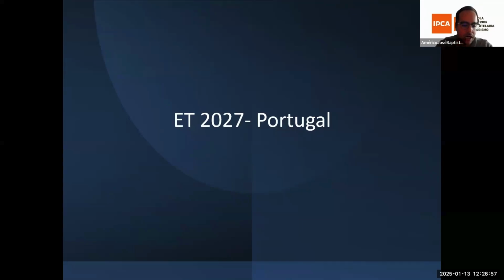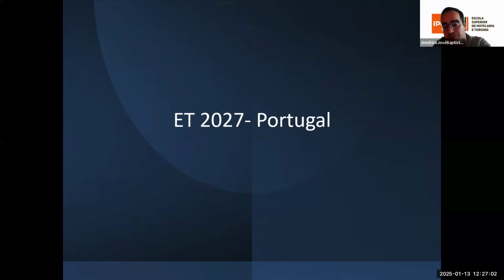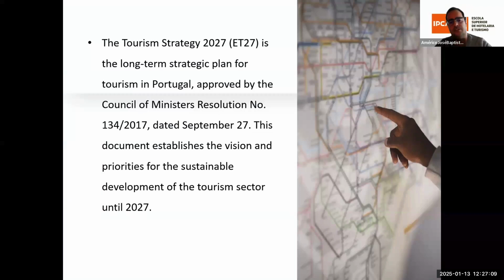Okay, now I will present the ET Strategic of Tourism 2027, presented in Portugal. This tourism strategy is the long-term strategic plan for tourism in Portugal, approved by the Council of Ministers, dated September 27. This document establishes the vision and priorities for the sustainable development of the tourism sector until 2027.